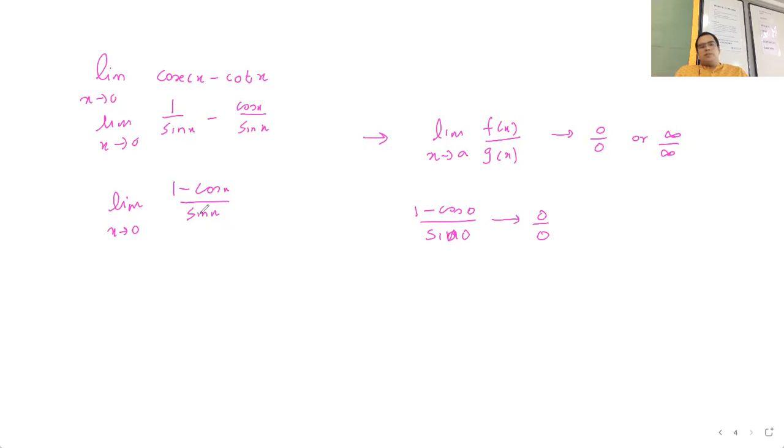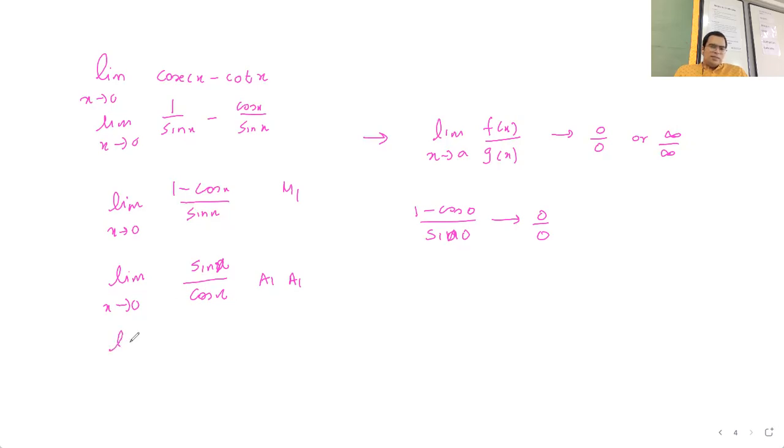L'Hopital's rule means you differentiate the numerator and differentiate the denominator. The derivative of 1 minus cos x is positive sin x, since the derivative of 1 is 0 and the derivative of cos x is negative sin x, so negative negative becomes positive. The derivative of sin x is cos x. This step carries 2 marks, M1 and A1, so if you skip it, even if your answer is right, you lose 2 marks. It is important that you stick to all the steps.